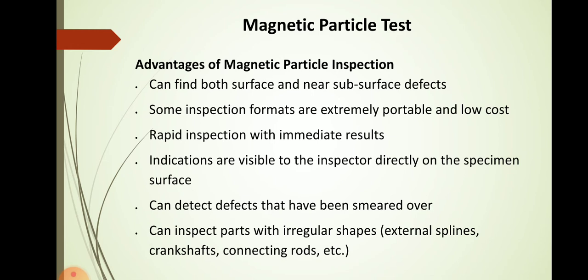Some inspection formats are extremely portable and low cost. This inspection format of the magnetic particle test is portable and low cost. Rapid inspection and immediate results are there. Indicators are visible to the inspector directly on the specimen surface. It can detect defects even when smeared over. It can inspect parts with irregular shapes also, such as external splines, crankshafts, and connecting rods, which can also be inspected by using the magnetic particle test for defects.